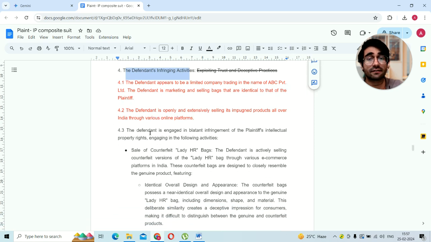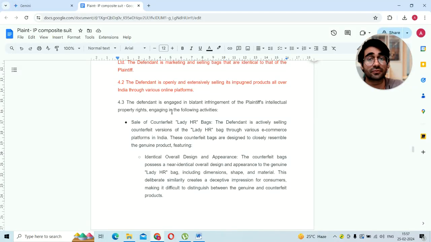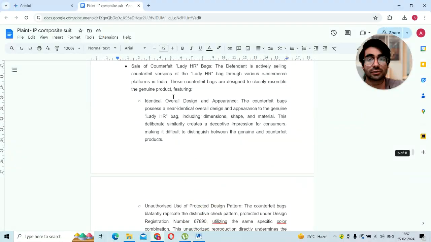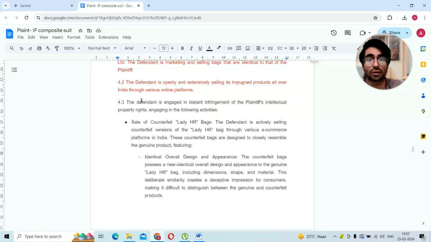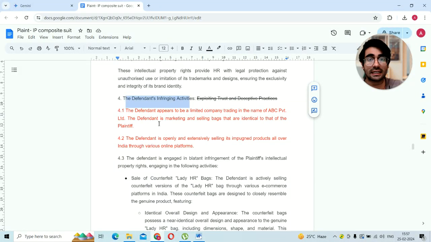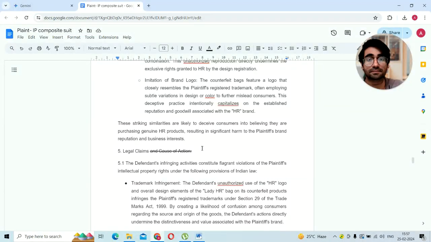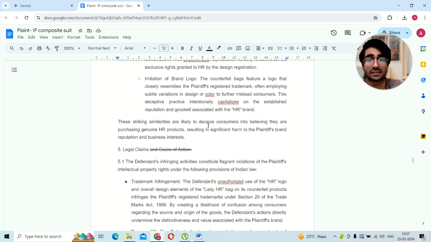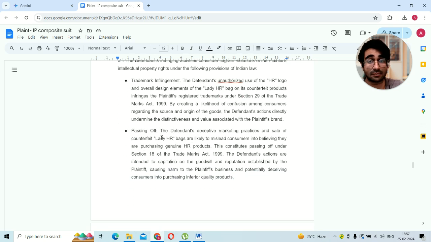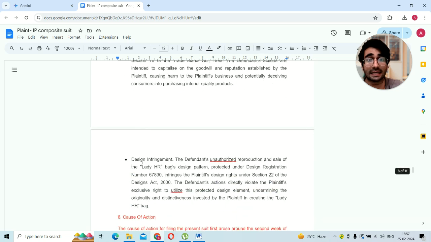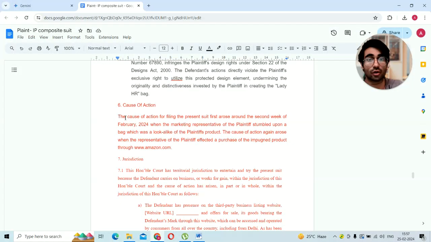So basically the fact that the defendant is selling this bag on various e-commerce platforms. That is what we have talked about over here. As you can see, I have only added certain statements, but mostly what Bard has provided is correct. Legal claims also, what Bard has provided is correct. Trademark infringement, passing off, and design infringement.